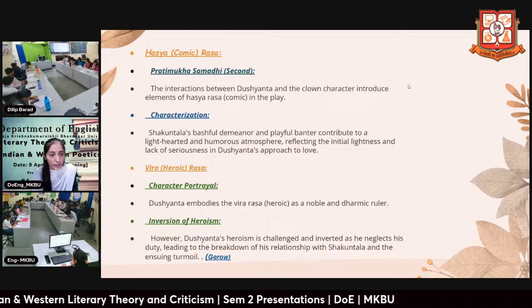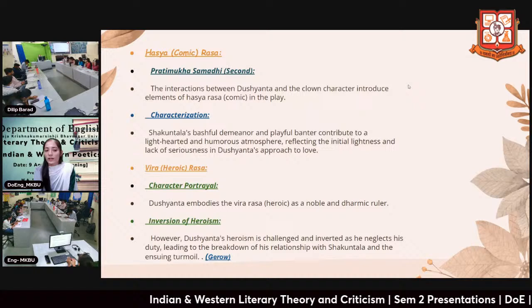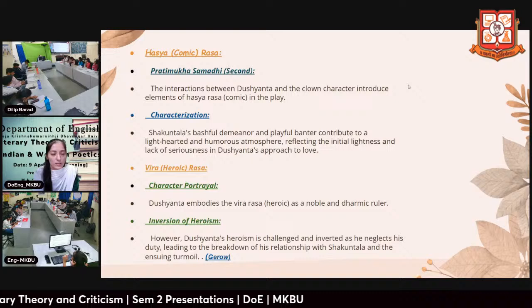Next one is Hasya, the comic rasa. In Pratimukh Samadhi in the second act, we can find that in Sanskrit plays the Vidushak plays the role of a comedic character who creates a humorous environment. We can also find Shakuntala's humorous side, her personality's humorous side, in this.